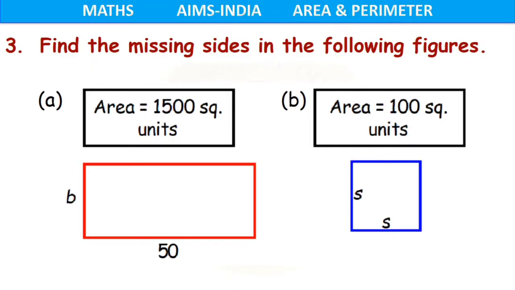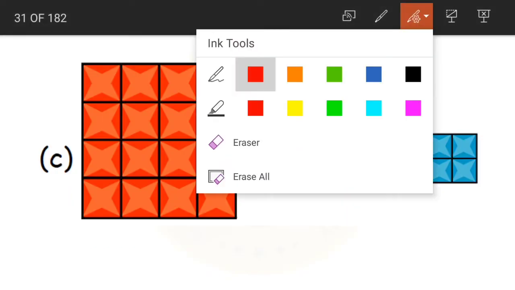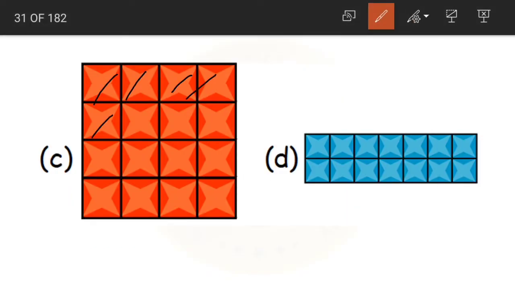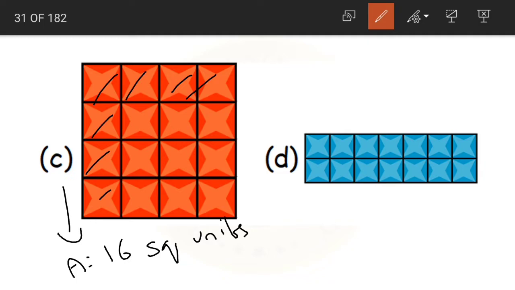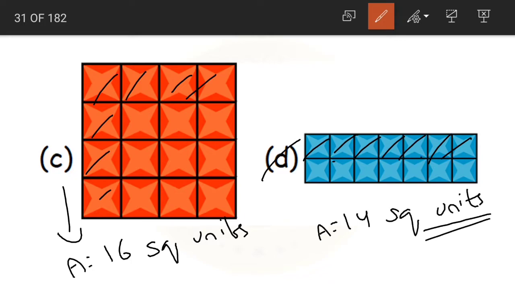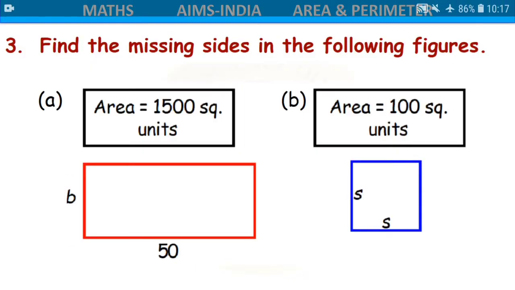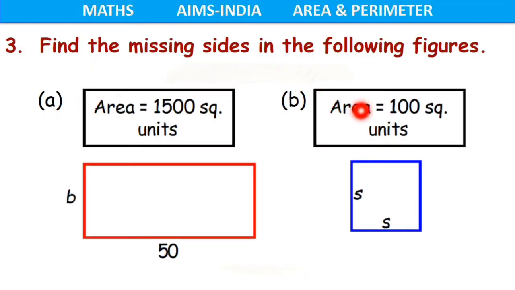In the same way for figure C and figure D also, what should we do? 1, 2, 3, 4. So this is 16 square units. We have 16 squares in total. So the area for figure C becomes 16 square units, and for figure D, this is 14. We have 14 squares, so the area becomes 14 square units. Is this clear, children?